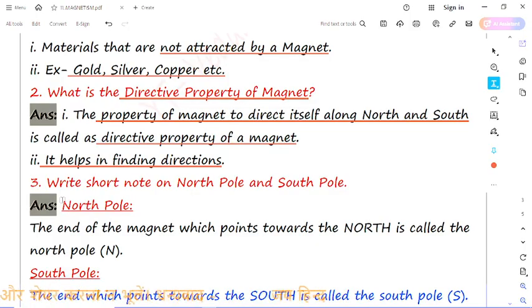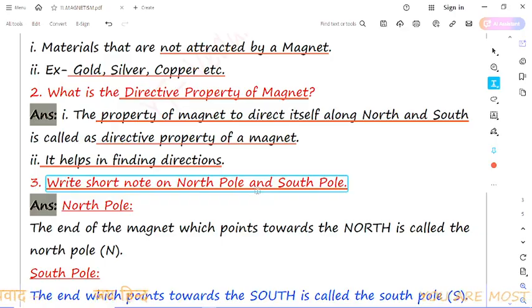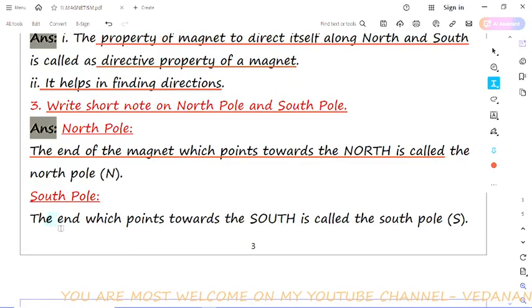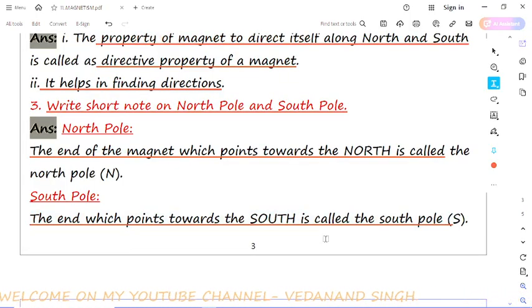The next question is, write a short note on the north and south pole. Here we have to write a short note. What is the north pole and south pole? The end of the magnet which points toward the north is called the north pole, whereas the end which points toward the south is called the south pole. It is denoted with S.